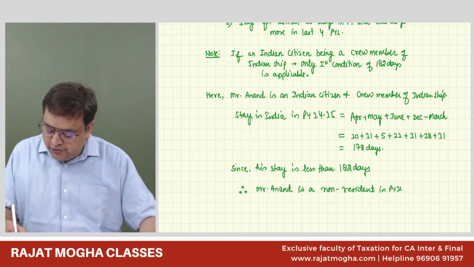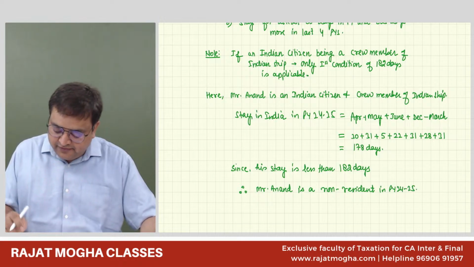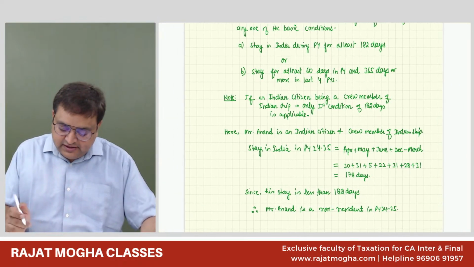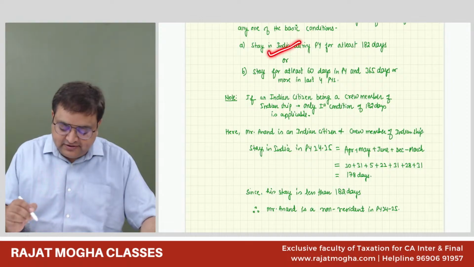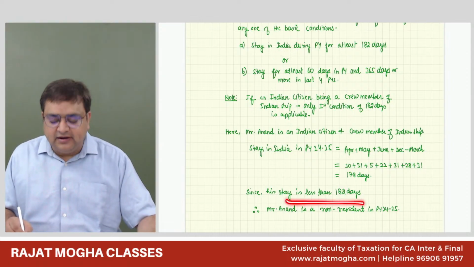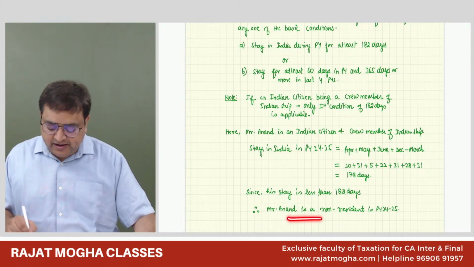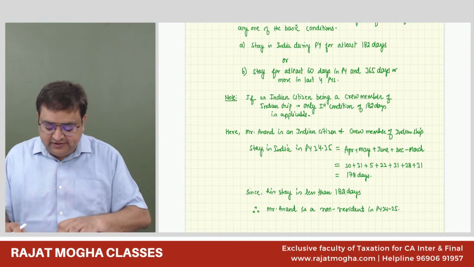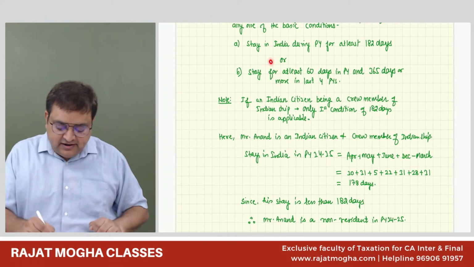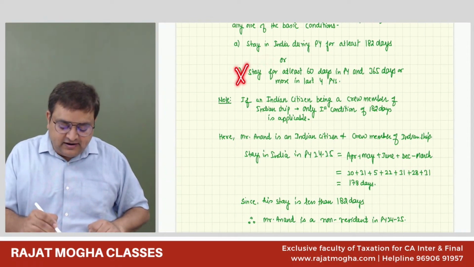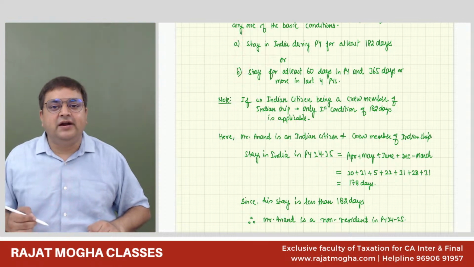Here, both the conditions are applicable, because the 60 days condition is not applicable only in 3 cases. What are the 3 cases? If you are an Indian citizen who went abroad for employment. He's not an Indian citizen, he's not going outside for employment. Second, if a person is a crew member of an Indian ship. We have seen he's not that. Third is if you are an Indian citizen or a person of Indian origin who comes to visit India. He's neither an Indian citizen nor a person of Indian origin. So all these 3 exceptions are not there.